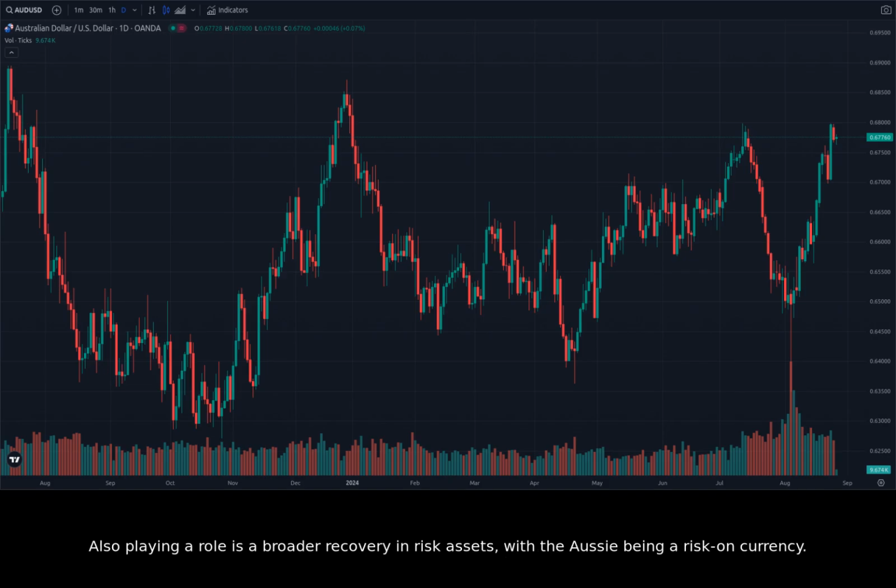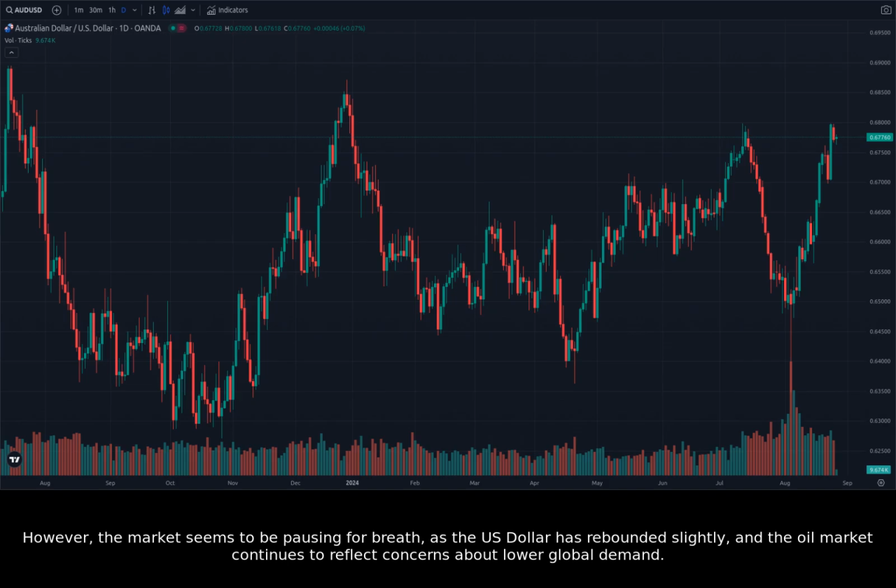Also playing a role is a broader recovery in risk assets, with the Aussie being a risk-on currency. However, the market seems to be pausing for breath as the US dollar has rebounded slightly, and the oil market continues to reflect concerns about lower global demand.